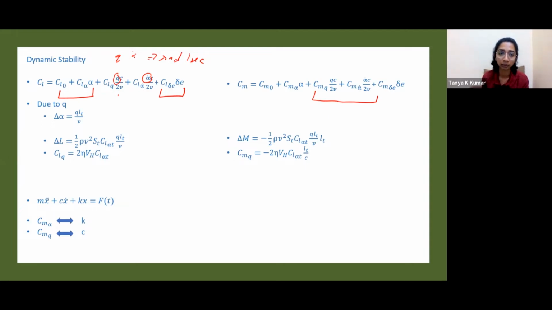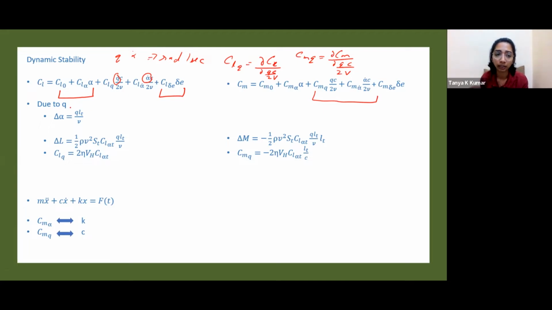When that is done, CLQ and CMQ will also have to be modified. So CLQ is dou CL by dou QC by 2V. Similarly, CMQ is dou CM by dou QC by 2V. This 2 is just a convention. You can also omit it. It does not contribute towards the dimension, so you can omit it or you can follow it. But in this lecture, we will be following this convention.